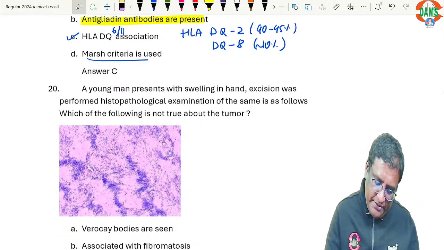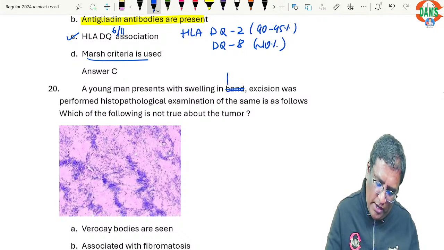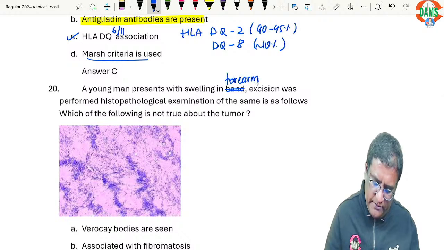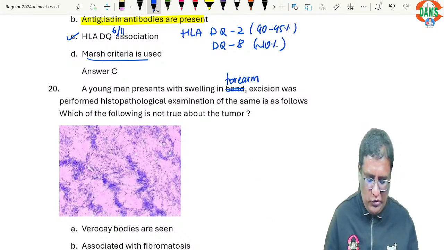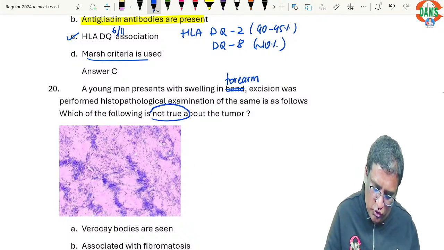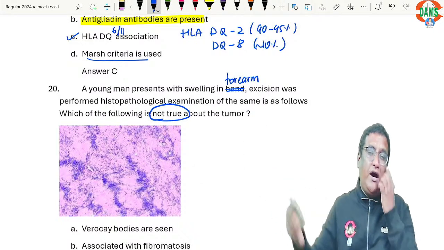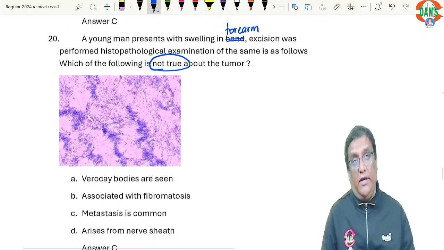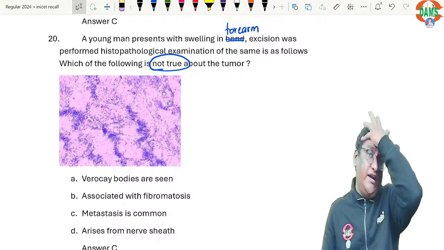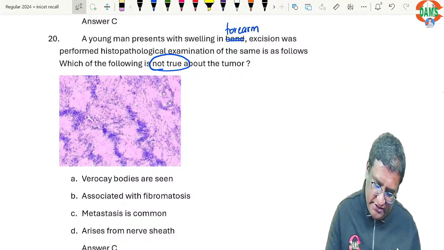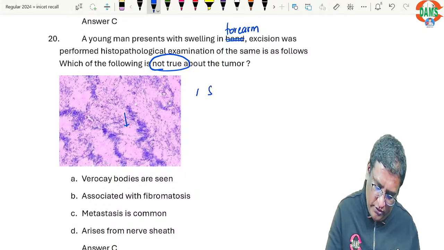Next, question number 20. A young man presents with swelling in, I think, the forearm was given. Now I can understand, forearm, this was the question. Excision was performed. Histological examination of the same is as follows. Which of the following is not true about the tumor? I've asked this so many times, even in class tests and subject-wise tests. So what you are seeing is Verocay bodies. Diagnosis is schwannoma.